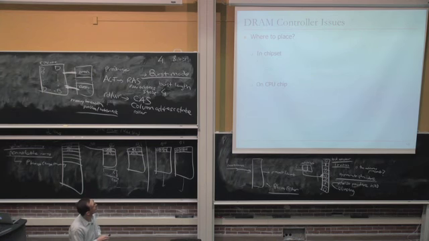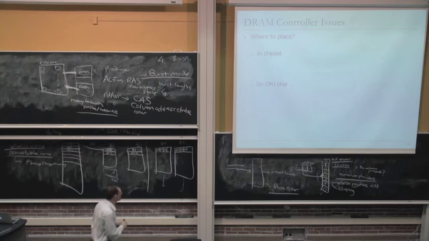But as we are able to put more transistors on chip, DRAM controller was one of the first things that went onto the processor chip. But there are advantages and disadvantages to each, actually. It's not a clear-cut design choice.